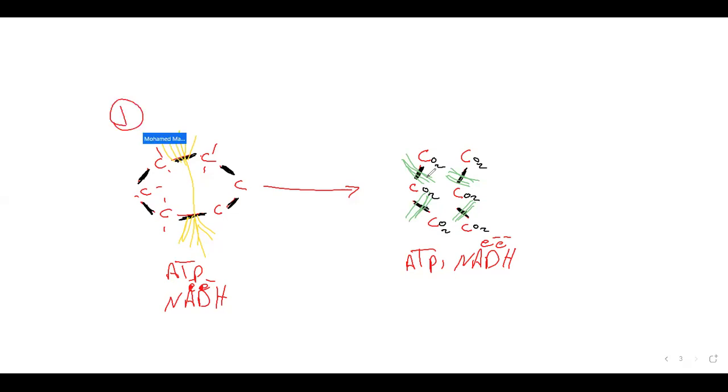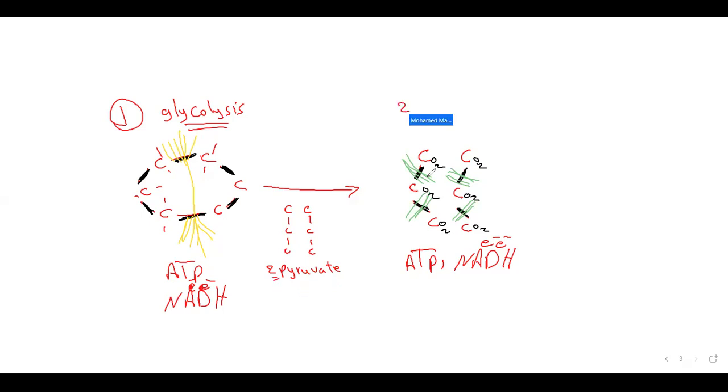We split the glucose. The process is named glycolysis. So glycolysis is splitting the glucose into 2 halves. Each half, carbon, carbon, carbon, a 3 carbon molecule, is named pyruvate. So the result of glycolysis, we split it into 2 pyruvate. Okay?